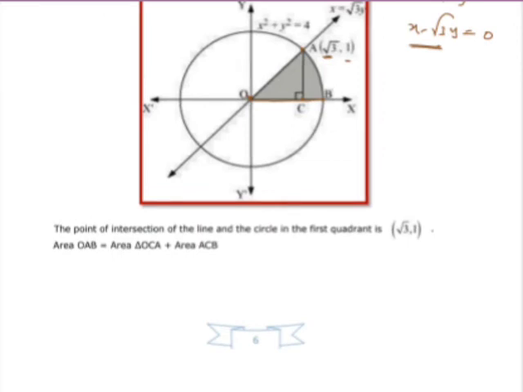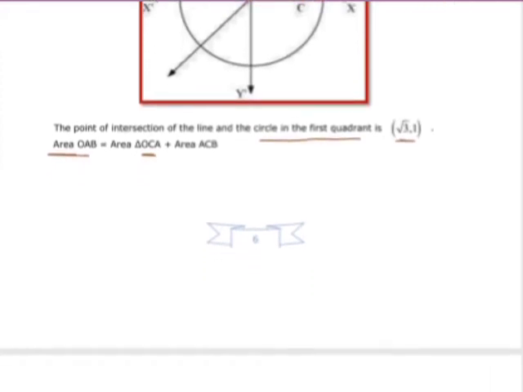The point of intersection of the line and the circle in the first quadrant is root 3 comma 1, and the area of OAB equals the area of triangle OCA and the area ACB. By adding these two, we find the area OAB. The area of OAC equals half of OC into AC. So half as it is, OC is root 3 and AC is 1. Just substitute, what we get here is root 3 by 2, the area of OAC.